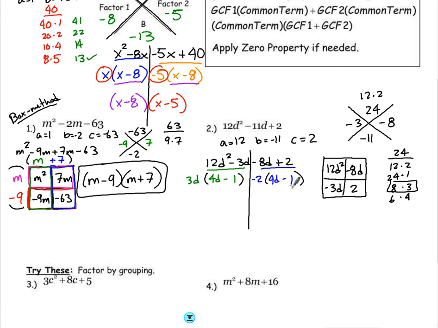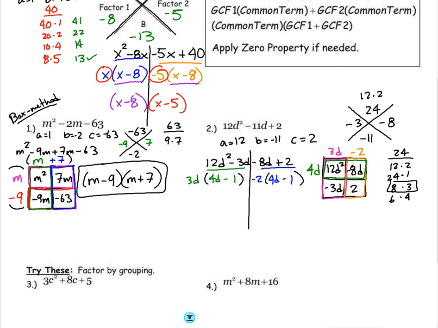Now if you do your box method, you kind of get to the same numbers and same process. You're just going to look at your vertical pair first. You're going to take out a 3d. Then we're going to look at our other vertical pair, which is negative 8d and 2. Vertically here I can get a common factor of negative 2. And then I can also look horizontally. Here I could factor out a 12d squared and negative 8d. That would be a positive 4d, because 12d squared is positive. And then also negative 3.